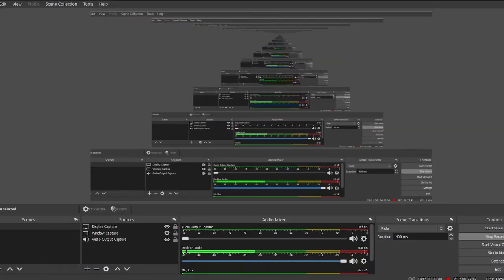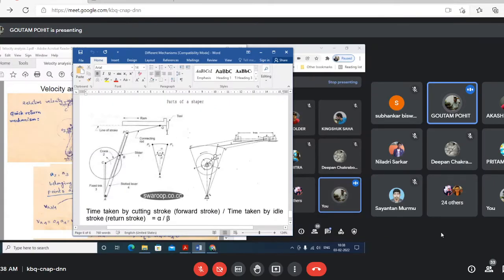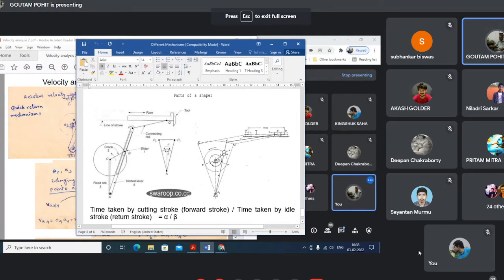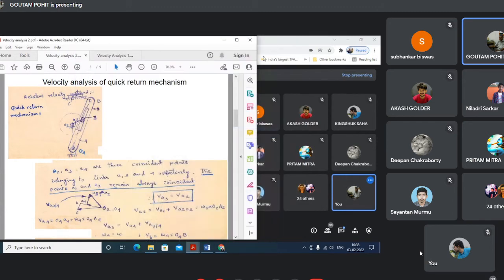Now, in order to design a mechanism, we need to have the velocity of these points at every instant. What should be the velocity of these points? Now, how do we find out those velocities? See, this is a problem given. These are the positions of the quick return mechanism.